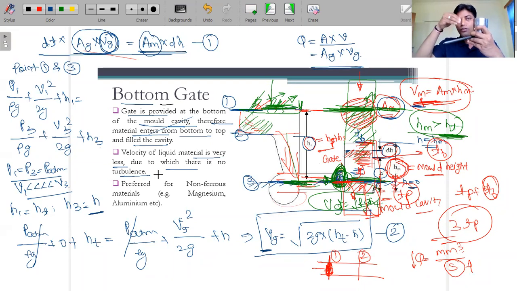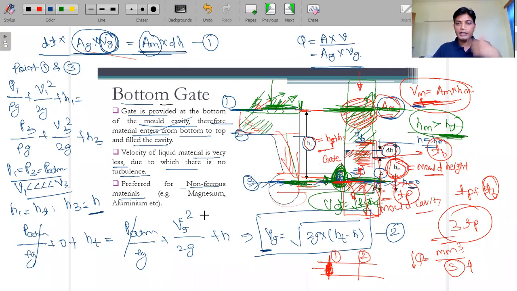Okay, so this pressure is on whatever the material is coming from this side. So there is no turbulence, and that turbulence can be avoided. So maximum times we use this bottom gate only. This is preferred for the non-ferrous material.